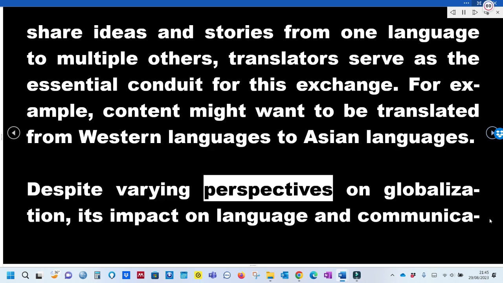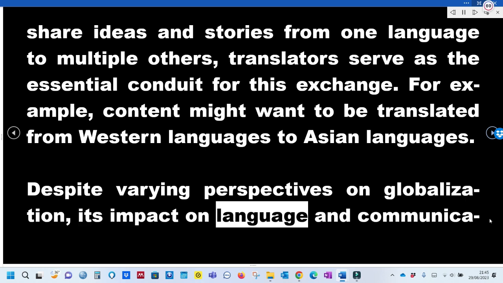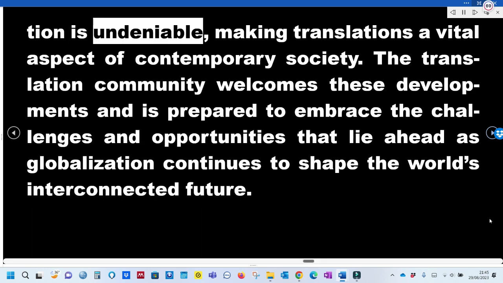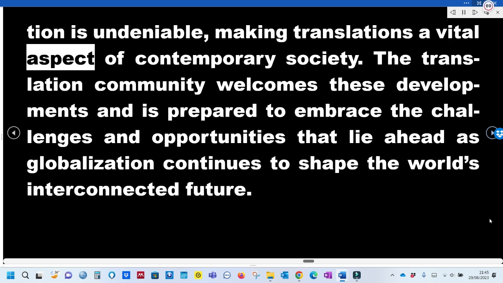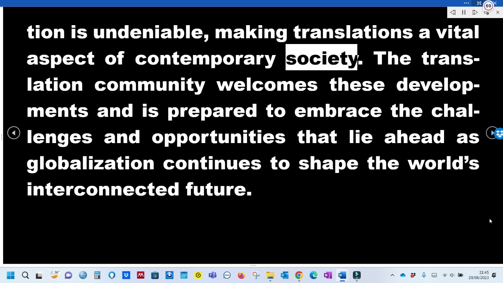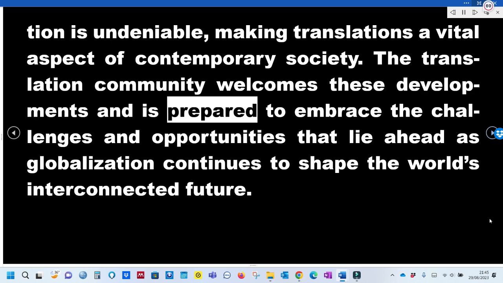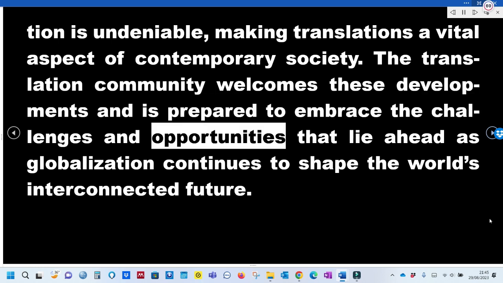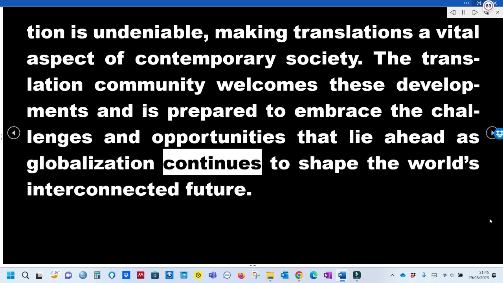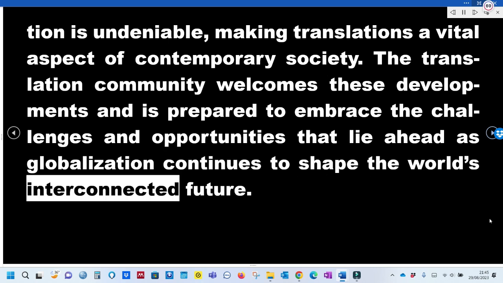Despite varying perspectives on globalization, its impact on language and communication is undeniable, making translation a vital aspect of contemporary society. The translation community welcomes these developments and is prepared to embrace the challenges and opportunities that lie ahead as globalization continues to shape the world's interconnected future.